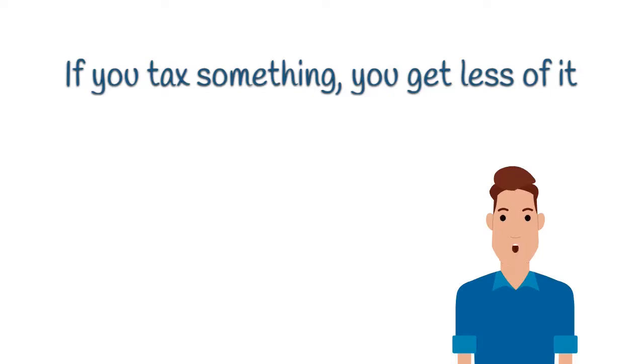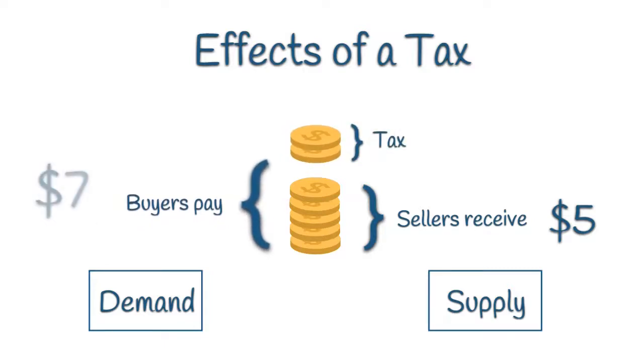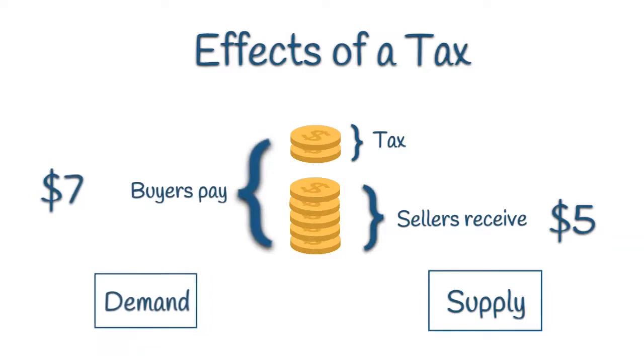You may have heard the expression, if you tax something, you get less of it, and that is exactly the case. Suppose the price without taxes is $5, but then a tax of $2 is added. Suppose buyers pay this cost. In that case, they will face a higher price. According to the law of demand, they will reduce the amount they want to buy.